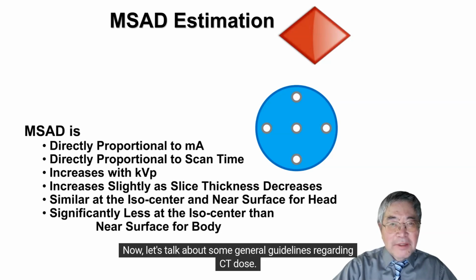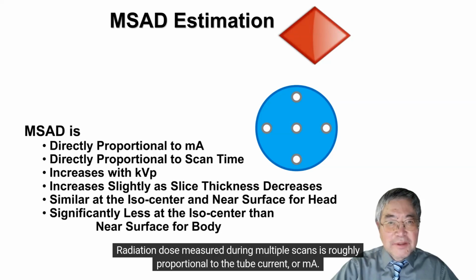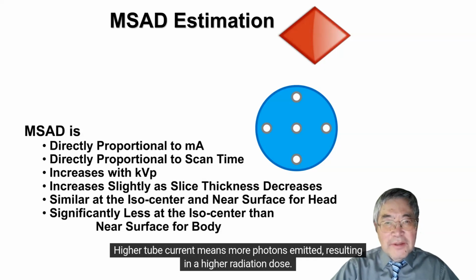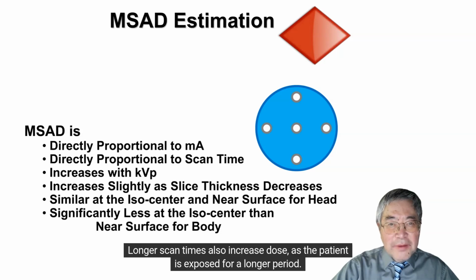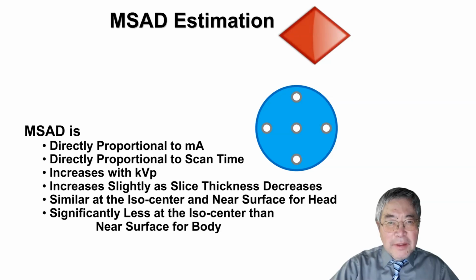Now let's talk about some general guidelines regarding CT dose. Radiation dose measured during multiple scans is roughly proportional to the tube current, or mA. Higher tube current means more photons emitted, resulting in a higher radiation dose. Longer scan times also increase dose as the patient is exposed for a longer period.